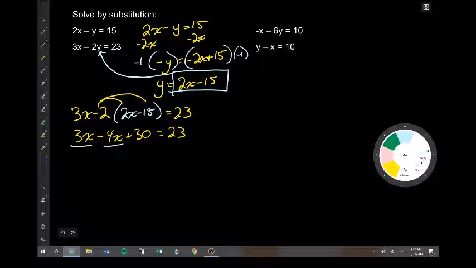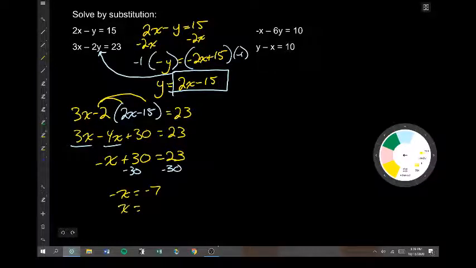Combine my like terms. 3x minus 4x is negative x. Here's yet another negative for us to live with. Negative x plus 30 equals 23. Subtract 30 from both sides, and we get negative x equals negative 7, which means that x equals positive 7. I don't care what negative x equals. Negative x equaling negative 7 is of no use to me. I want to know what x equals. X equals positive 7. Again, you can just switch the signs or multiply both sides by negative 1 or divide both sides by negative 1. All those things are the same.